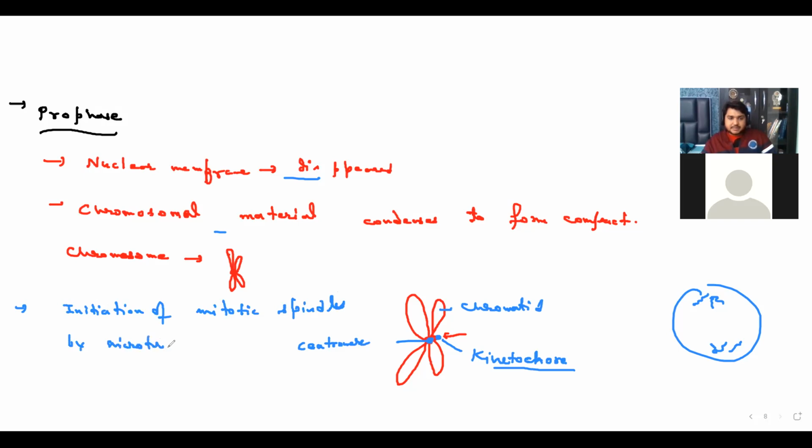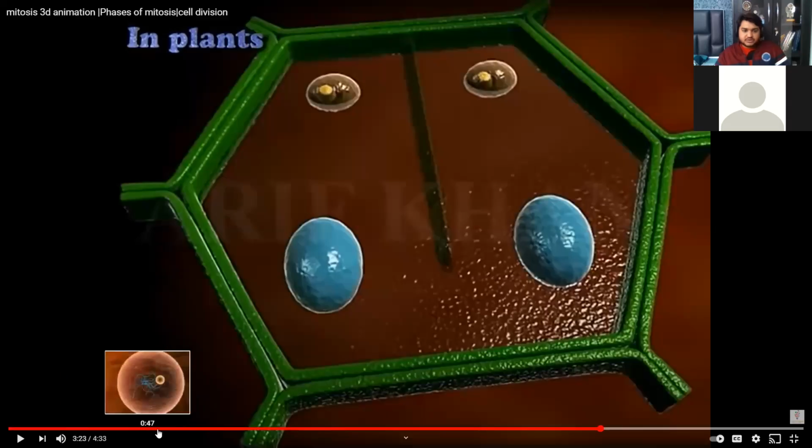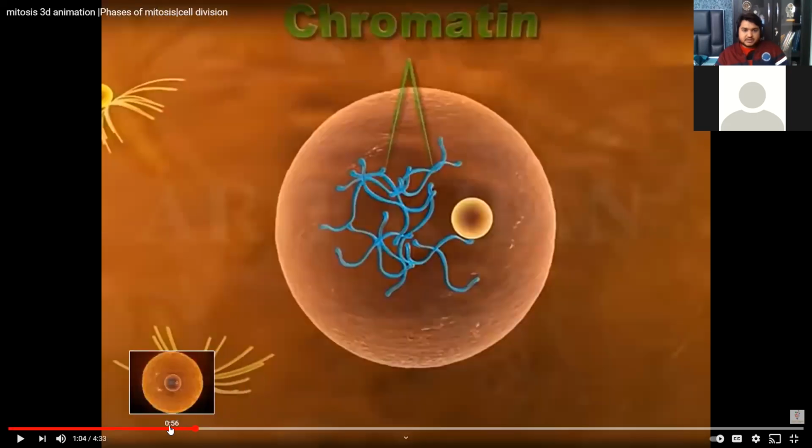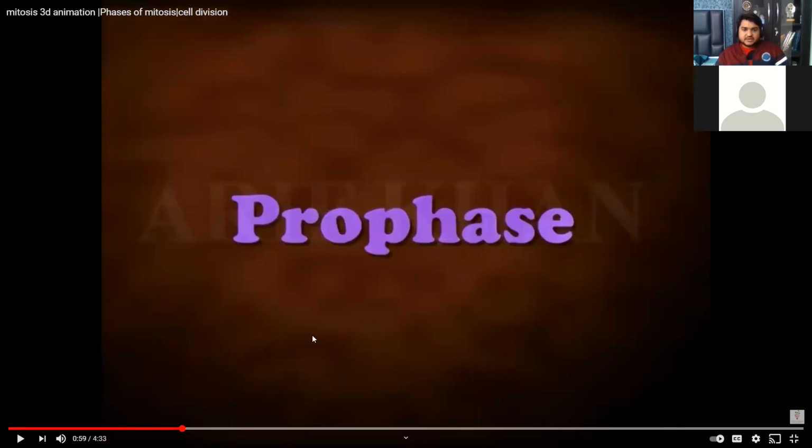So these things are happening in the prophase. I mean prophase, not prophase one, prophase only. Okay, so this is how you have to see. I guess I told you the same thing. See, yes, this is the prophase. Can you see that? Again, see that.